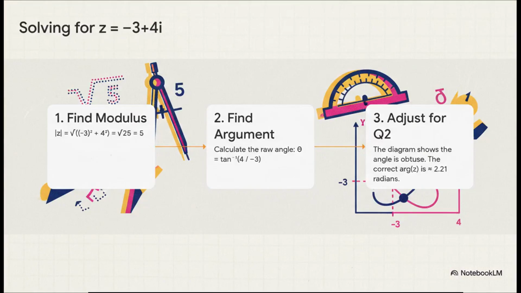The modulus part is pretty straightforward. Square root of (-3) squared plus 4 squared, which gives us a nice, clean 5. But the argument, that's where you have to be careful. Your calculator might give you a negative angle. But we know from our diagram the point is in the second quadrant, so the angle has to be obtuse. We have to adjust the calculator's answer to find the correct angle, which is about 2.21 radians.